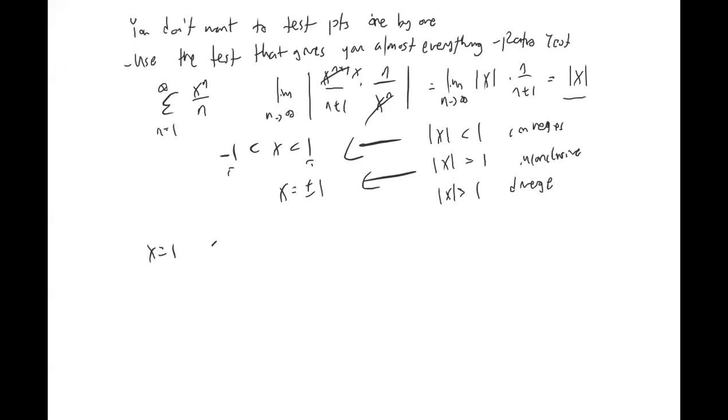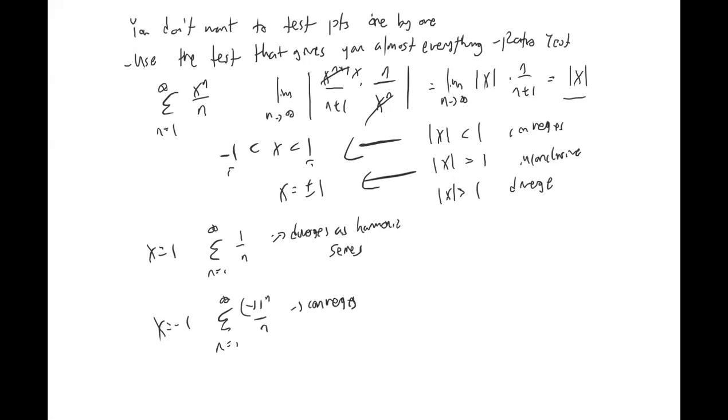So when x is 1, I just get 1 over n, in which case this diverges, as it's the harmonic series. When x is -1, this thing converges by the alternating series test. Not going to go fast, as we have done these already.